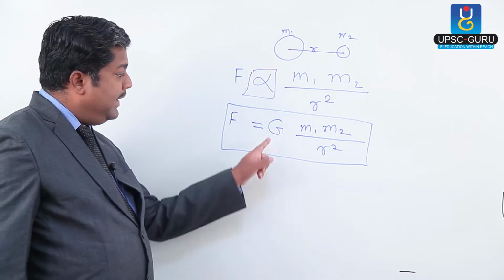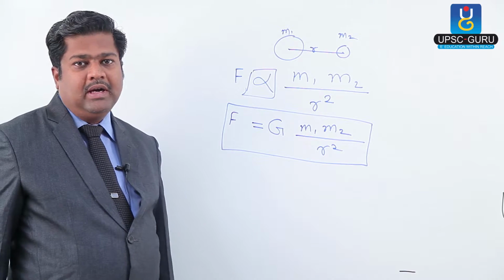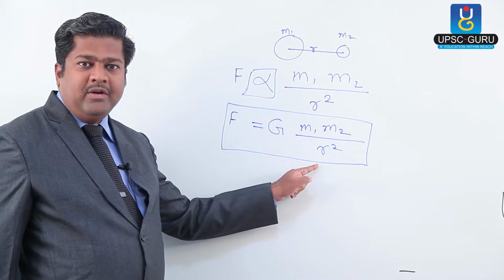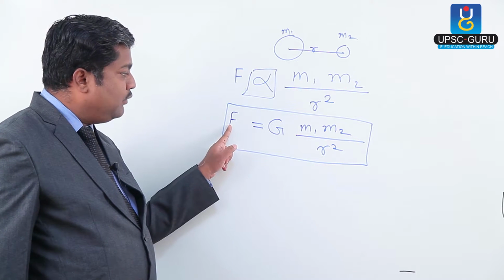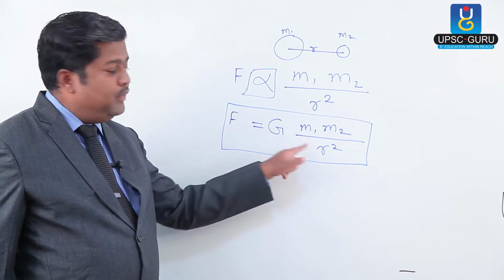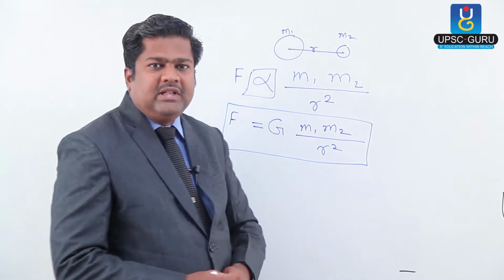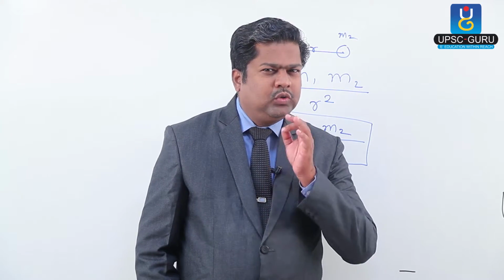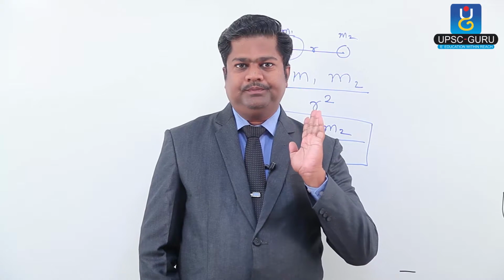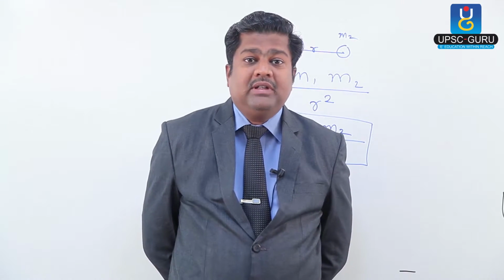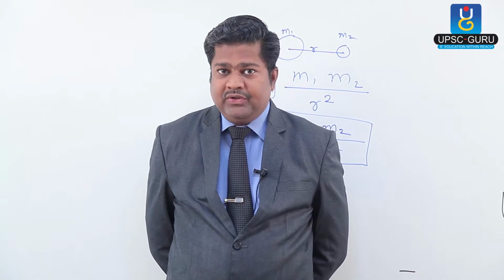Can you find out the value of G? Answer is yes. By knowing m1, by knowing m2, by knowing r square, and by knowing the value of force, at that time you can just substitute all values, and you will get the value of G. This value is constant throughout the universe. I am revising again. That's why it is called the universal gravitational constant.